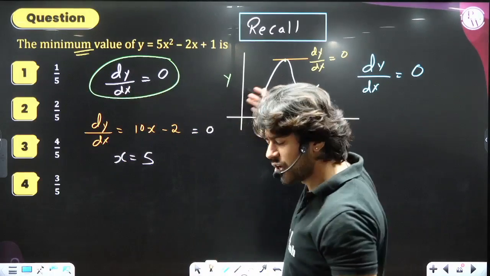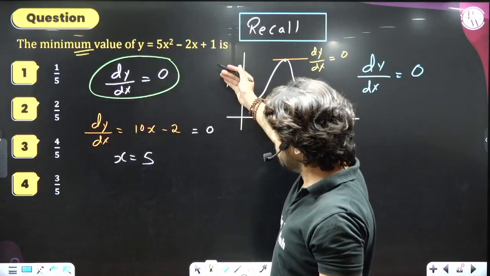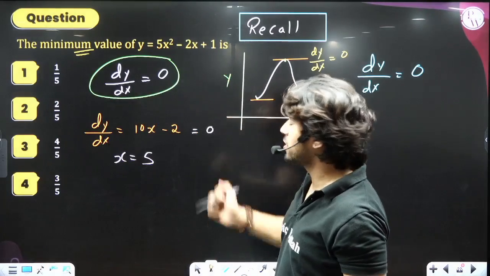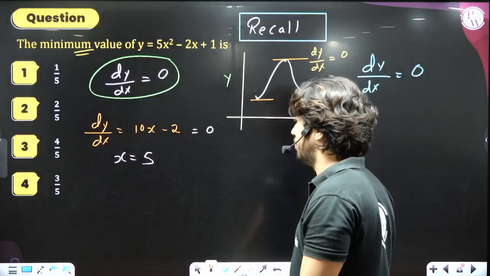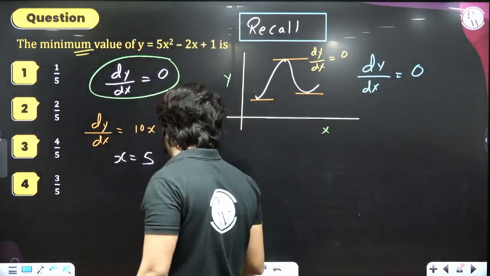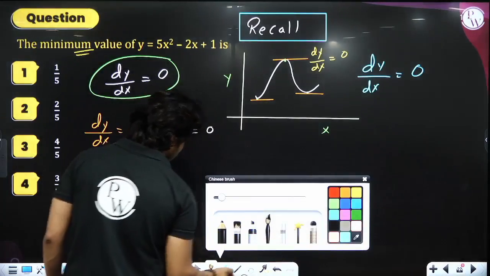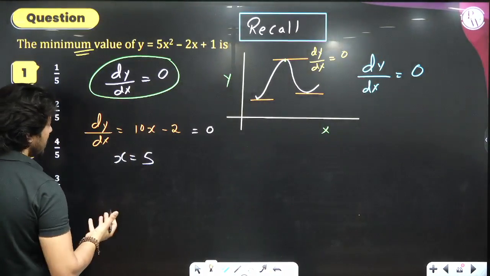Have we done the question wrong? Minimum value of the function, we are getting x equal to 5. That's the point of minima or maxima. How to find out whether this is the point of minima or maxima?